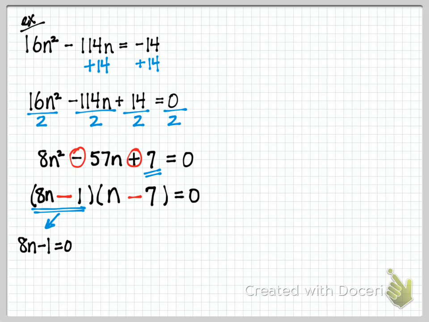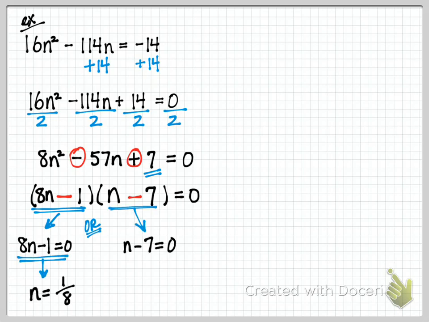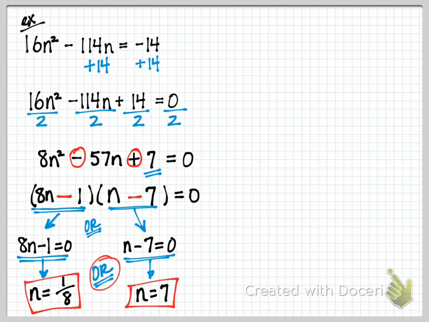Since the product equals 0, I know that either that factor equals 0 or the other factor equals 0. So I solve each of those equations, and I know now the solution to this original equation up here is one of these two solutions. It's either that n equals 1/8 or n equals 7. Either one of those will make the statement true.